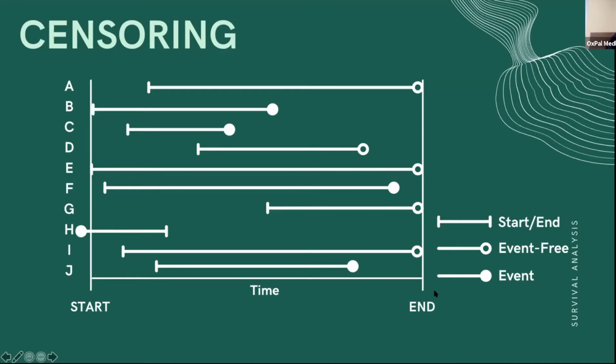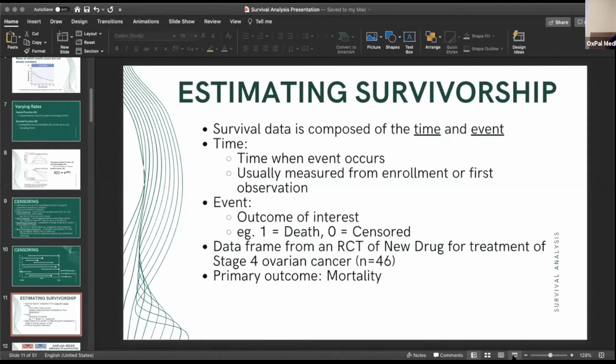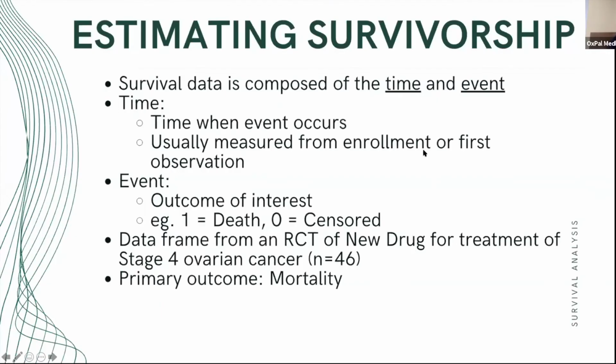Sorry. Now, this is where it gets more exciting. So we now look into estimation of survivorship. Survival data is composed of time and event. So you always think of the time component and event component. Time meaning when does an event occur? And usually we measure it from enrollment or first observation, so time since we enrolled the patient into the study. So that's how we describe it.